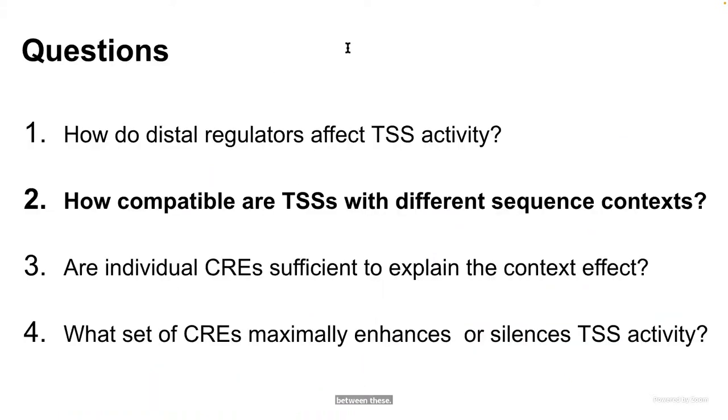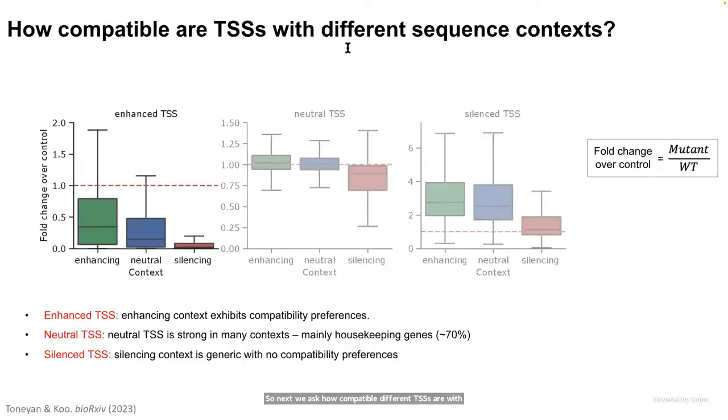So next, we asked how compatible different TSSs are with different sequence contexts. To address this question, we tested the compatibility between a TSS and different contexts by pasting the central 5 kilobase TSS bin in various genomic sequences. For example, we took the TSS tiles from enhancing contexts, which we call enhancer TSSs, and pasted these into other enhancing contexts.